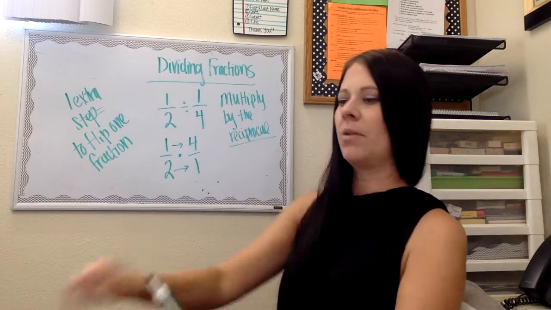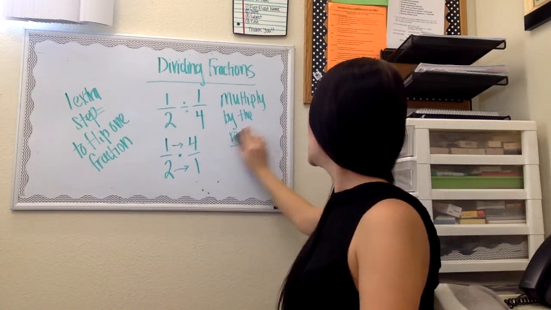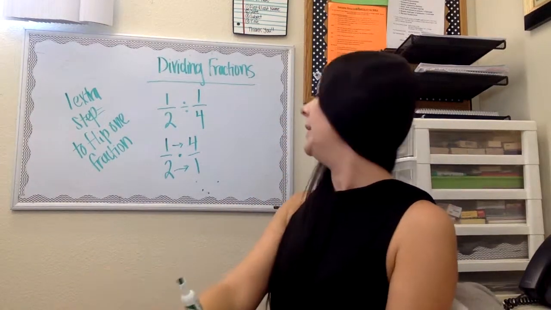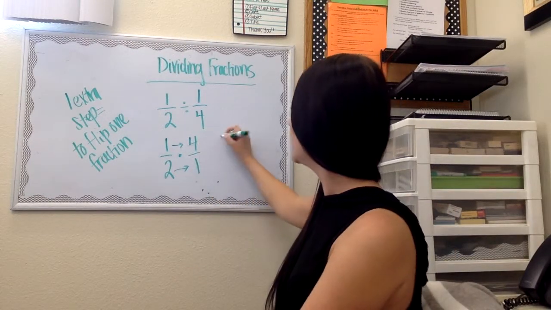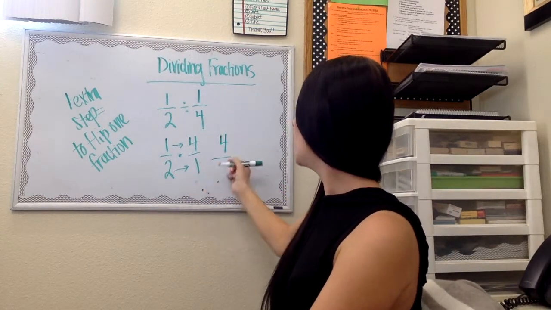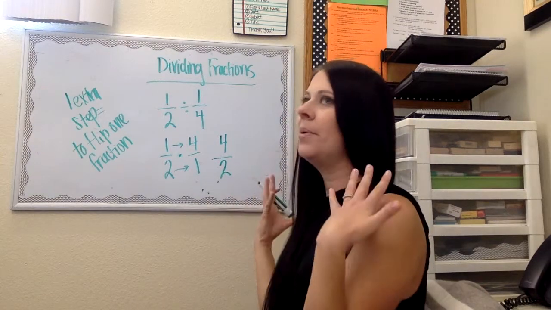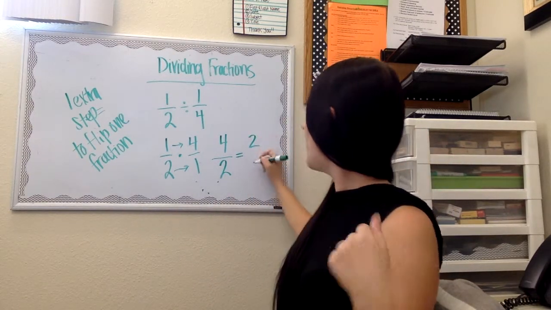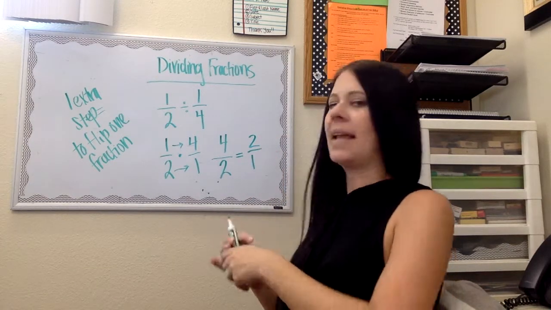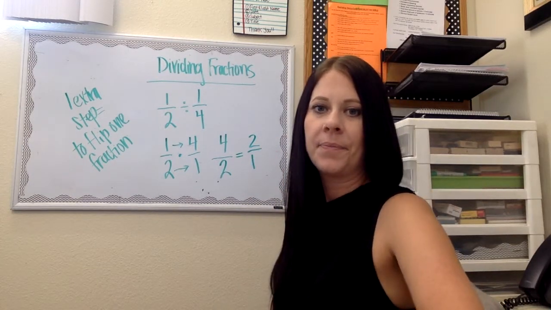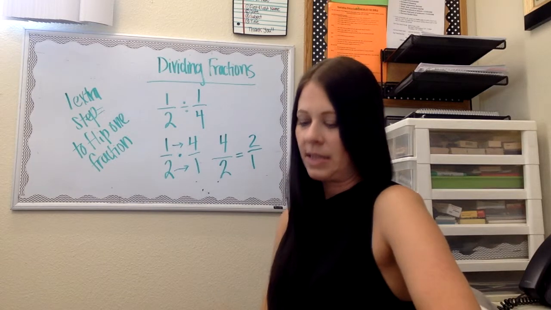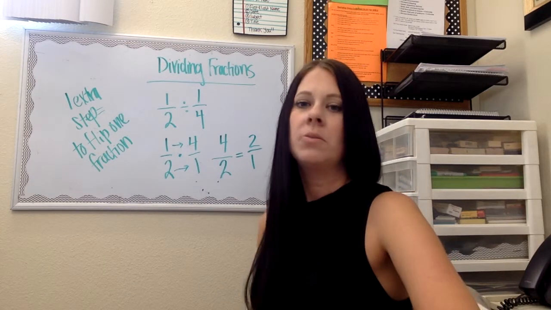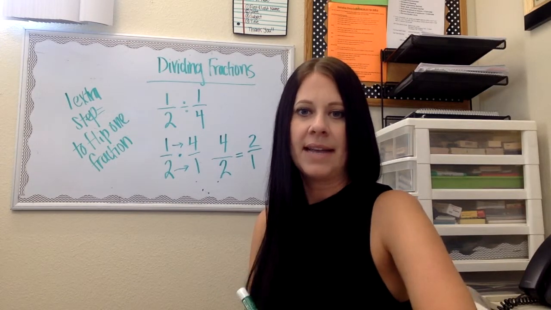Hopefully you wrote this. I'm going to erase it though, so I have room since I'm on this little tiny board. So 1 times 4 is 4. 2 times 1 is 2. And why would we ever say 4 over 2? What would we say? We'd say 2. And remember, 2 and 2 over 1 mean the same exact thing. Okay, so dividing fractions is easy once you really get multiplying fractions down.